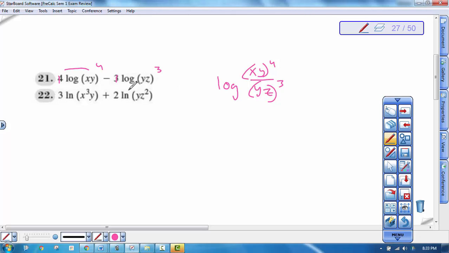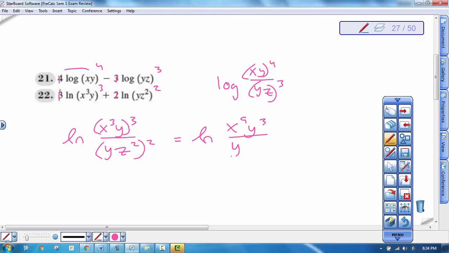We can do the same thing here by bringing the 3 up and the 2 up, and then using your log properties to rewrite this as a quotient. This would be (x y) to the 3rd over (y z squared) squared. And I could rewrite this then by making this x to the 9th y cubed over y squared z to the 4th. And 2 of these y's cancel with 2 of these, so my final answer is natural log of x to the 9th times y over z to the 4th.